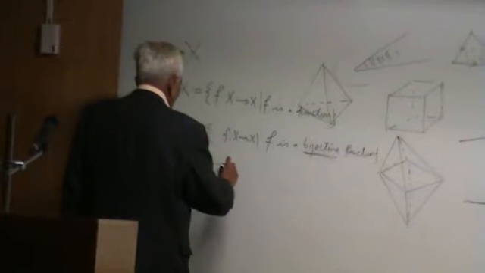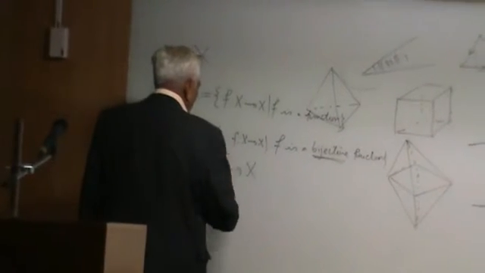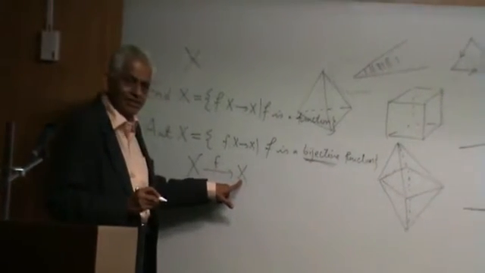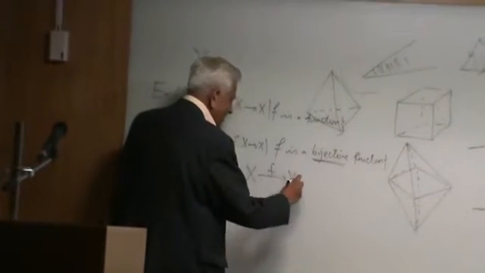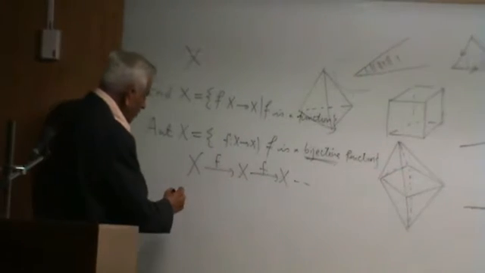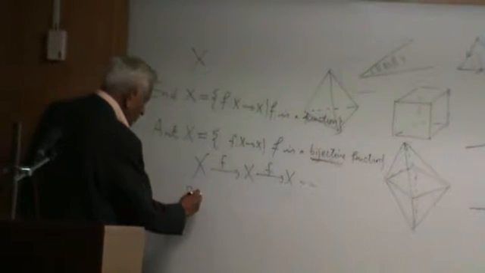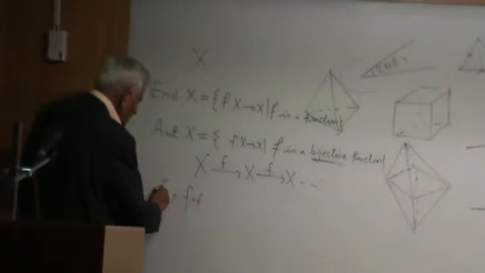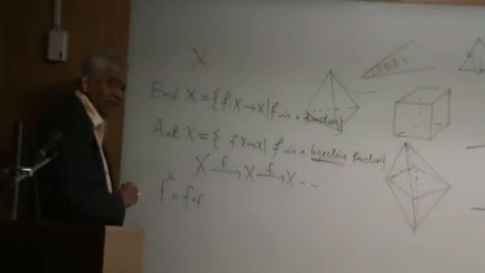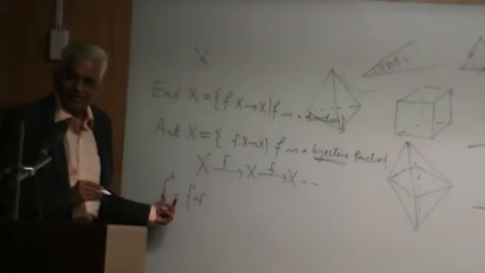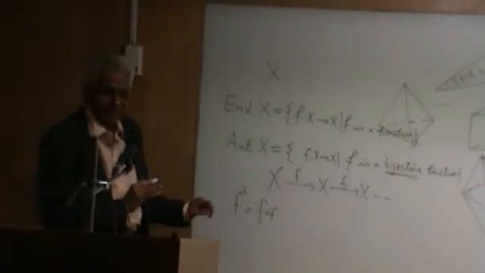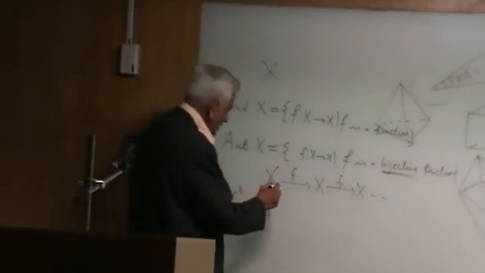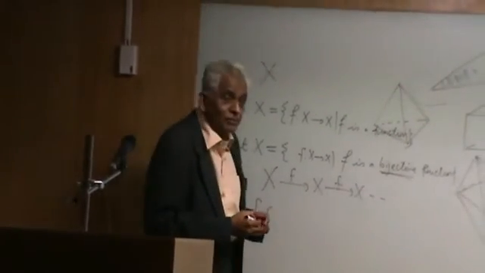So from X to X, you go by F, but again I see the same X. So I can iterate this. Now F composed with F, this we shall denote by F square. This is like a multiplication, but this is not multiplication by numbers, this is just a notation. And F square may be a completely different function.